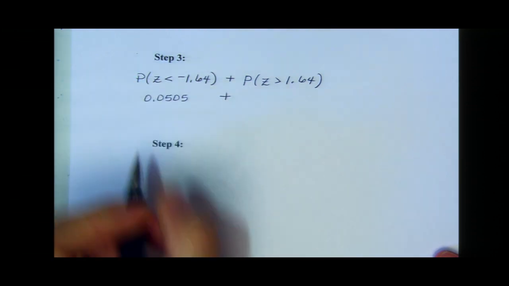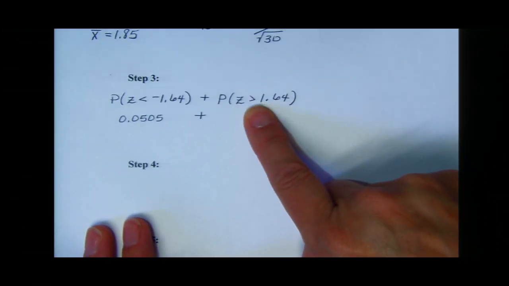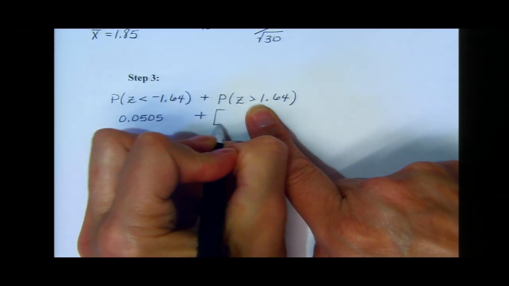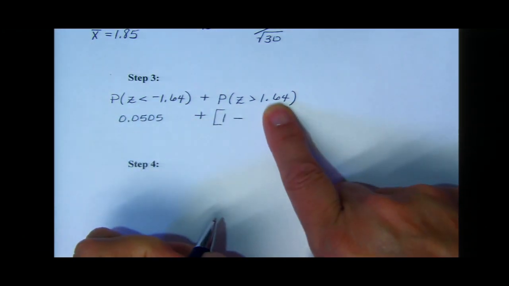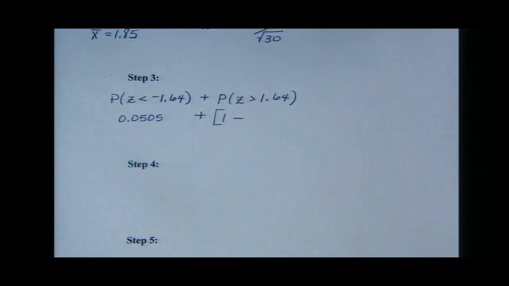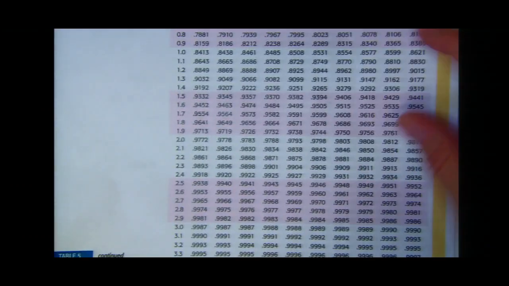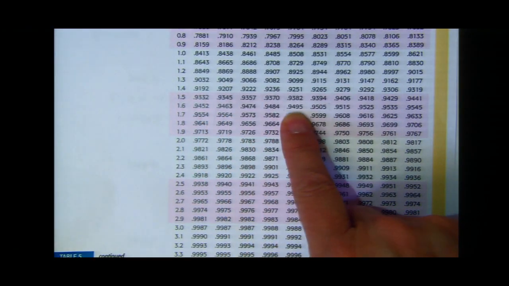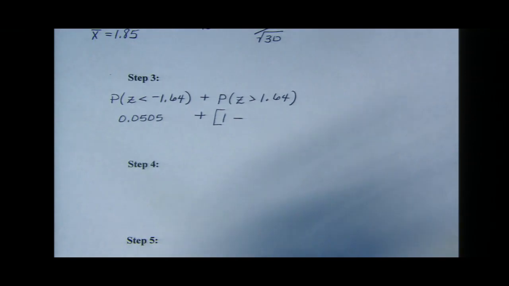And I'm going to add that. Now this is a greater than. So typically with a greater than, what we do is 1 minus the number from the table. So I'm going to look up positive 1.64, which is 0.9495.